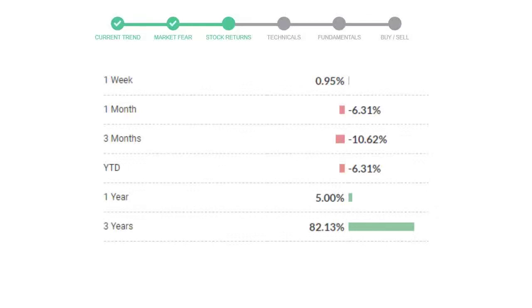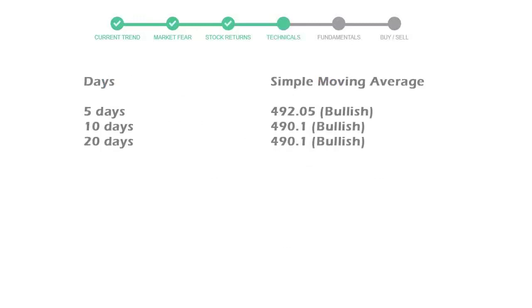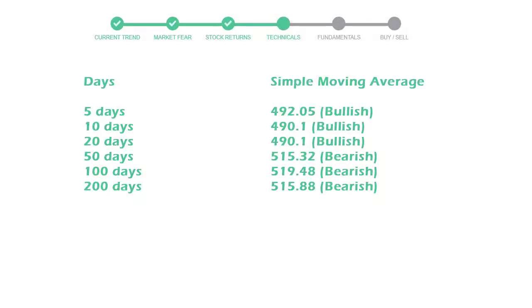Now let's have a look at simple moving average data. Moving average indicates what could be the next footprint of the stock price in near future. 5-day average is 492 with a bullish indication. 10-day is 490 with a bullish indication. 20-day average is 490, which is a bullish signal.